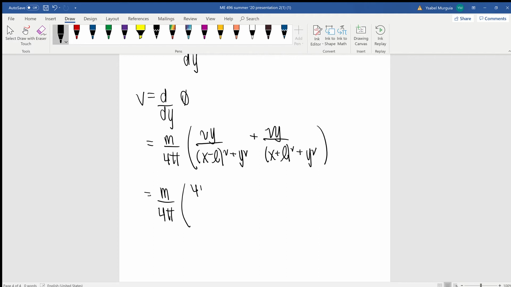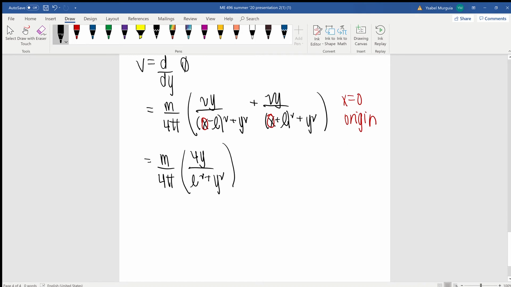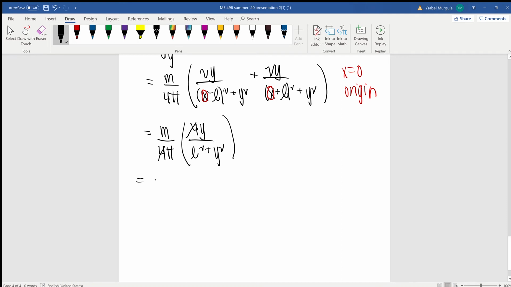Combining, we get 4y over... So the wall, again, is still at position x equals 0 because it is at the origin. So we will be plugging that in here. So wherever I see x, I'm going to put 0. And solving that, we will get a denominator of L squared plus y squared. Okay, these 4's cancel. So we get m over pi times y over L squared plus y squared.